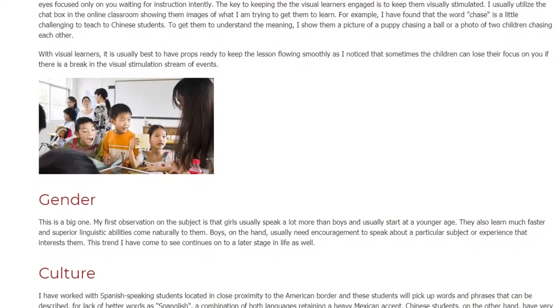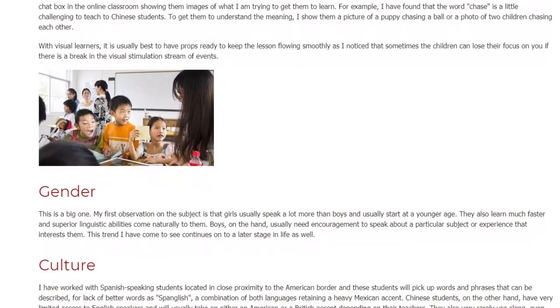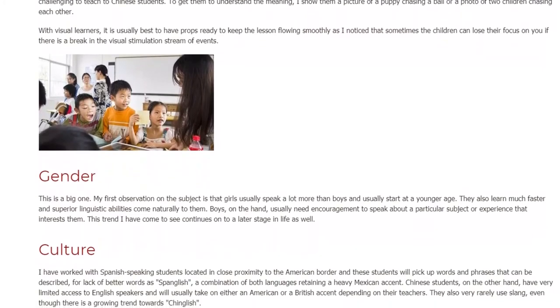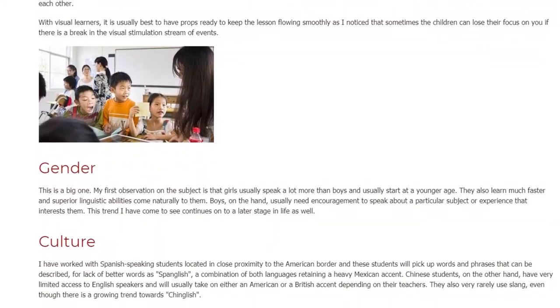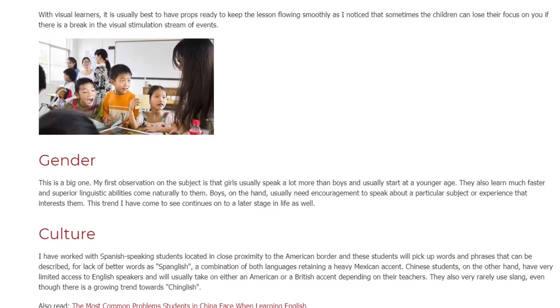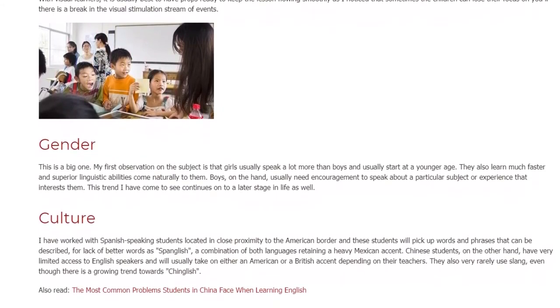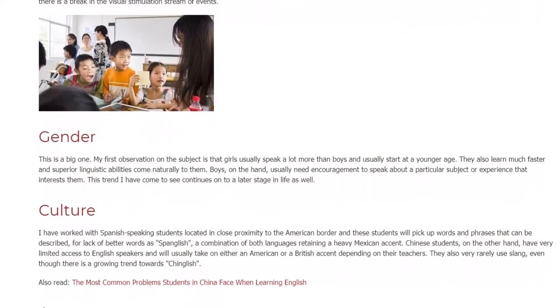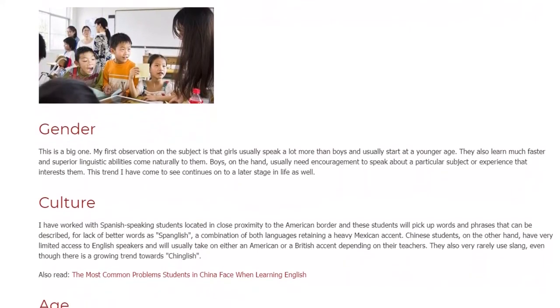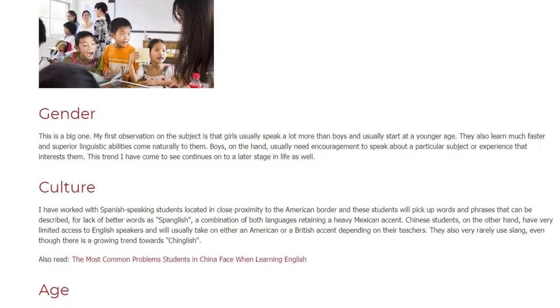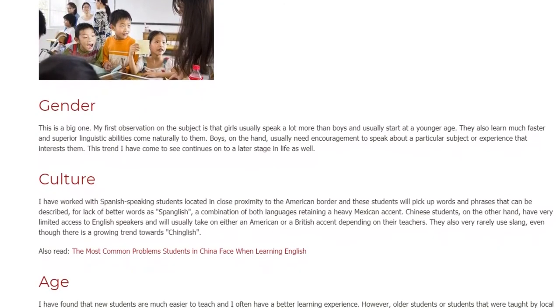My first observation on the subject is that girls usually speak a lot more than boys and usually start at a younger age. They also learn much faster, and superior linguistic abilities come naturally to them. Boys, on the other hand, usually need encouragement to speak about a particular subject or experience that interests them. This trend I have come to see continues on to a later stage in life as well.